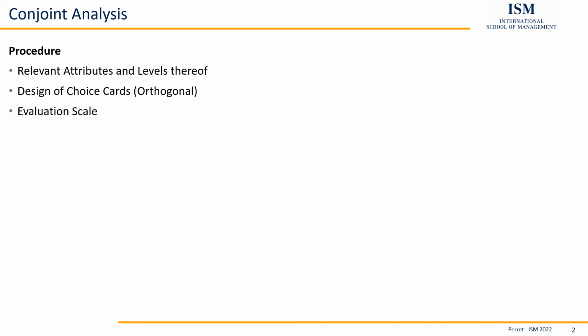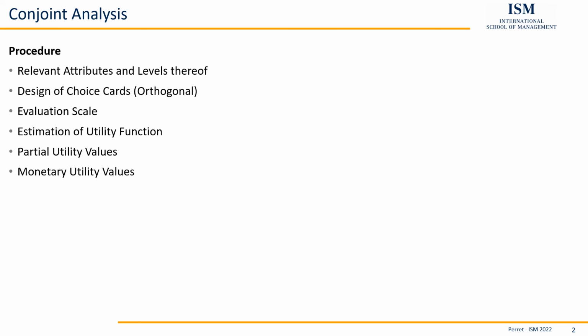Once you have evaluated them, using a corresponding scale, as I said, you can estimate his utility function, meaning you get the partial utility values telling you which of the different attributes is valued more than the other, which of the different levels of each of the attributes is valued more or less than the others. Well, since you usually also include a price variable, you can actually transfer the partial utility values into monetary utility values, telling you how much each of the different levels as compared to the other levels is worth.